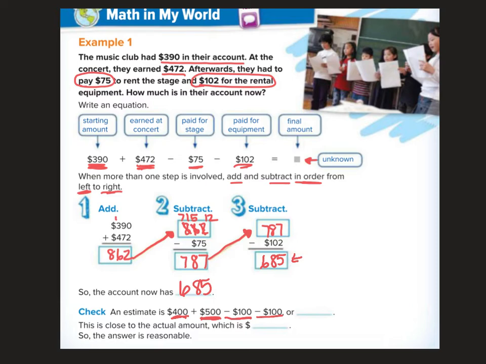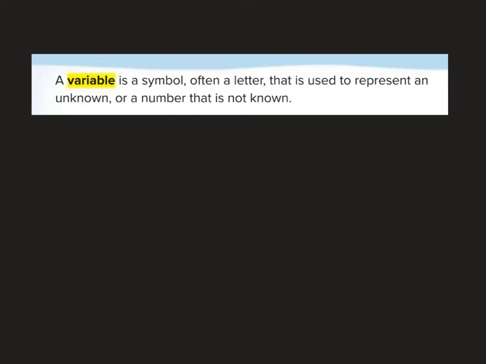So 400 plus 500 is 900. Take away 100, now we're left with 800, and take away another 100. That will make $700. Now, is $700 close to $685? Yeah, it is, isn't it? This is close to the actual amount, which is $685. They're only 15 off, so that's not so bad. The answer is reasonable. All right, let's try another one.